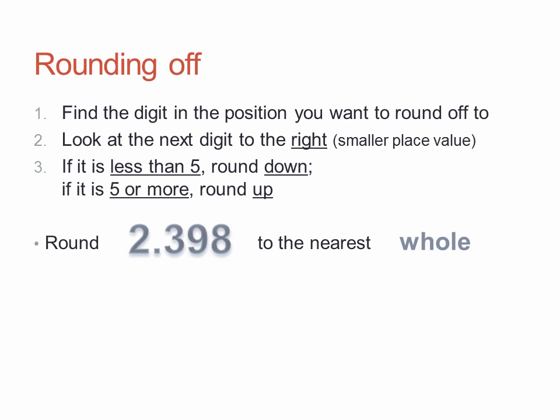Round 2.398 to the nearest whole. First, find the digit position that represents a whole number. That's easy, it's just to the left of the decimal point. Now, look at the digit on the right. It's 3. That's less than 5, so round down. Leave the 2 as it is. The nearest whole number to 2.398 is 2.